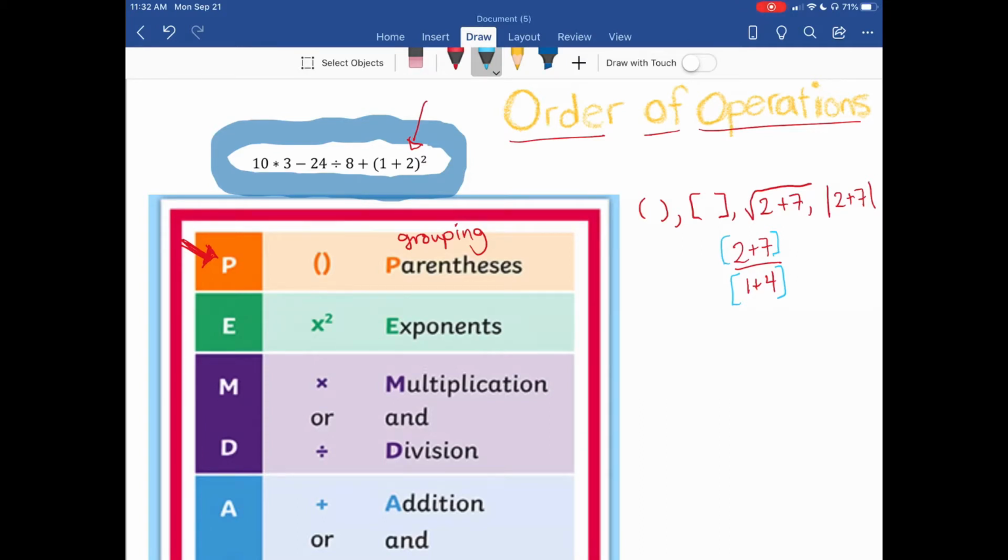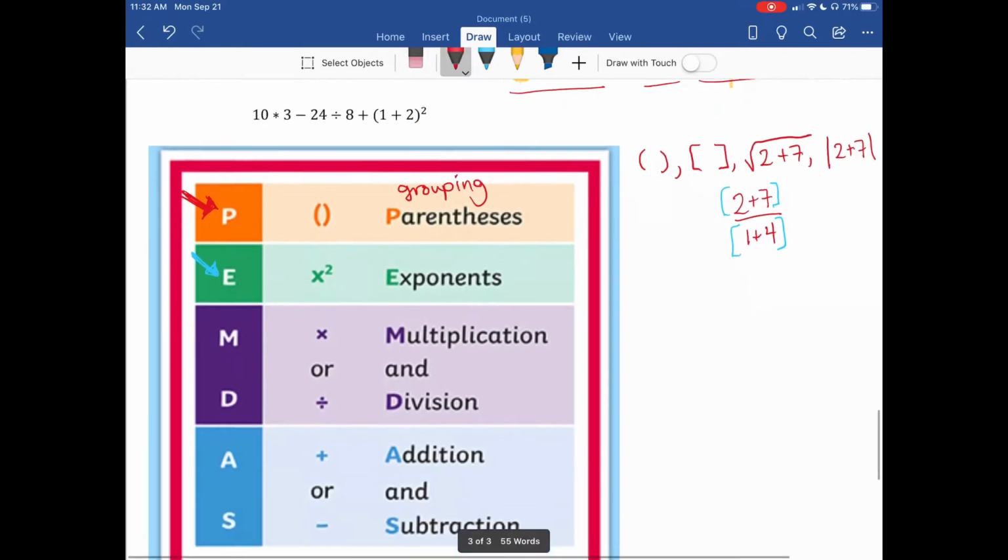Then we get to the E in our PEMDAS. E stands for exponents. So going back up here, I see this exponent. That's the second thing I would do. I'm going to start cleaning some stuff up. That's the second thing I would do, is I would go straight to the exponents.